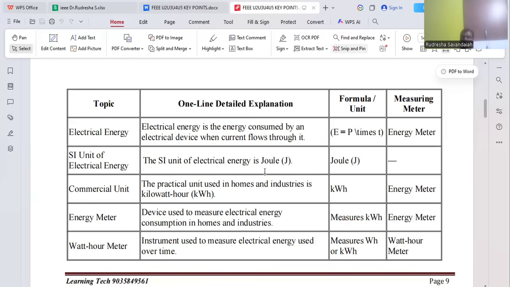The watt-hour meter is an instrument used to measure electrical energy over time. It measures watt hours or kilowatt hours.